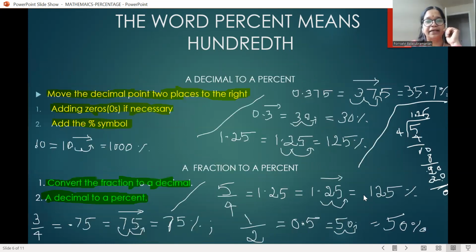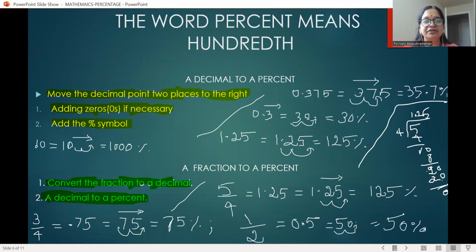Okay. Next, we are going to see step by step how to convert a decimal to a percent and how to convert a fraction to a percent. So first we'll see how to convert a decimal to a percent. For this, you have to follow two steps. First, move the decimal point two places to the right. Okay, so you have to understand the differentiation between how to convert a percent to a decimal and a decimal to a percent. When you convert from percent to a decimal, you have to move the decimal point two places towards the left hand side.